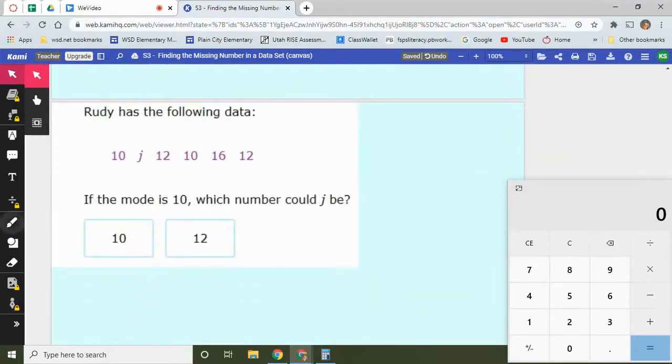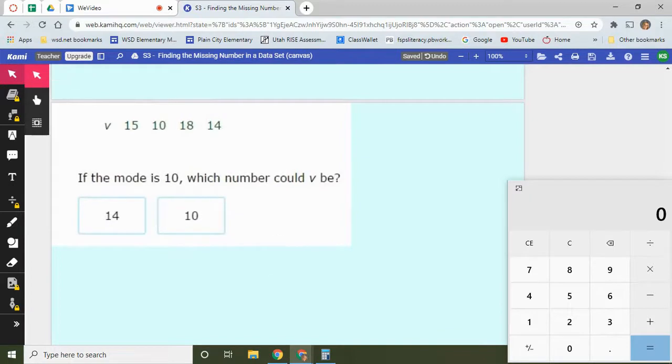Okay, let's look at this one. Okay, we've got a bunch of numbers, right? I got 2 10s and 2 12s, but I want a mode of 10. So what number do I have to put in there? Well, a 10 in order to make it the most, right? If I put a 12 in there, then my mode would be 12, but I need a mode of 10.